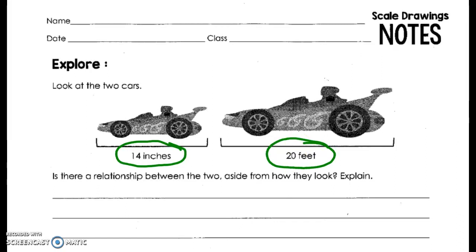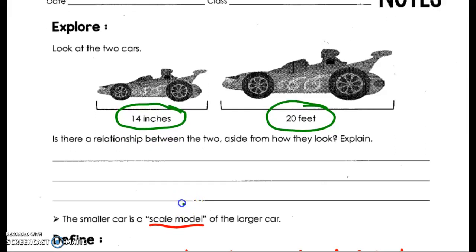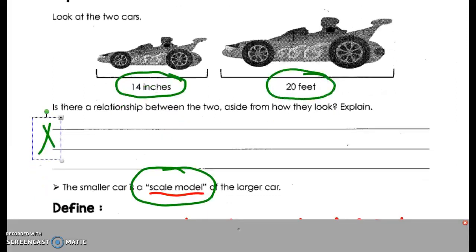And so besides the fact that these two cars look almost identical, these two cars really have a scale relationship, and you see that down here. The smaller car is a scale model of that larger car. And so we're going to talk about some vocabulary. You don't need to write anything in these boxes or in response to this question, but we're going to talk about some vocabulary as to how we write scales and how we can use scales to find missing pieces.